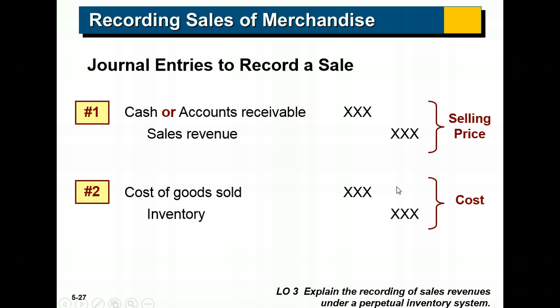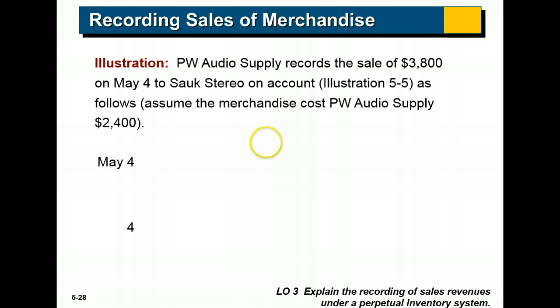But we have to also do another transaction with it under the perpetual system. We need to debit our cost of goods sold. It's no longer sitting in inventory. It's gone. So we're going to reduce our inventory by our $700, the cost of that gun, and debit cost of goods sold, credit our inventory. Two transactions are needed to record merchandising sales.